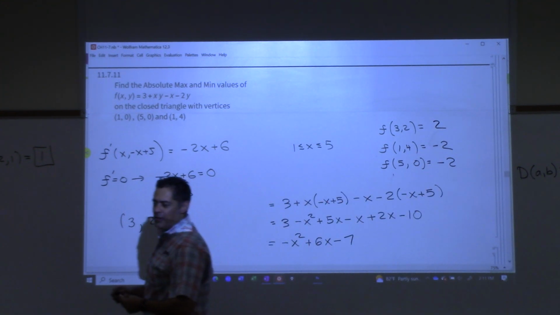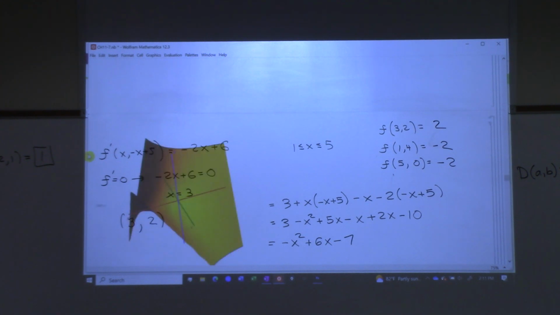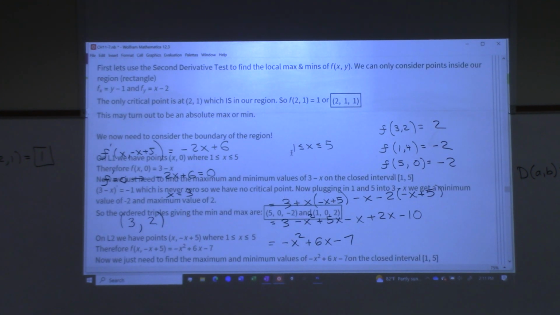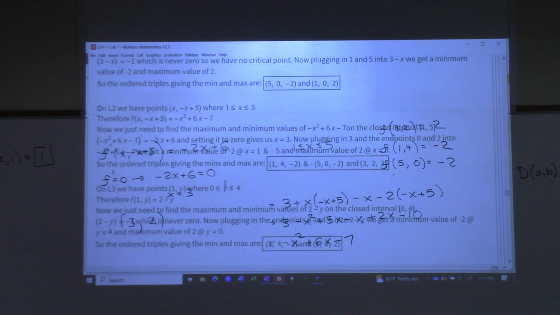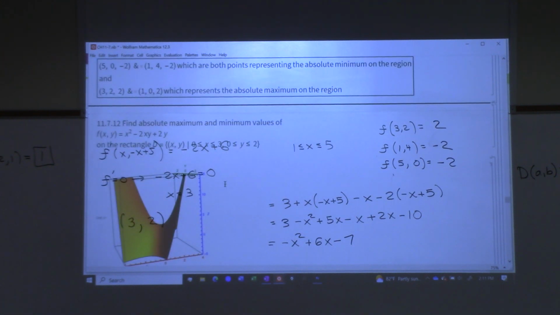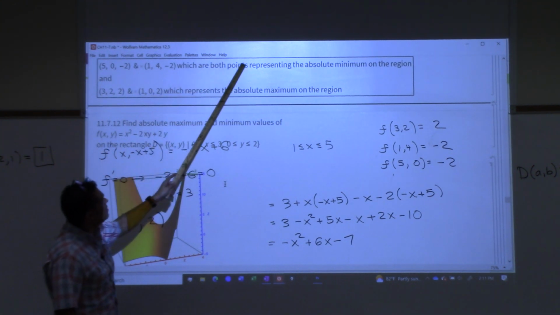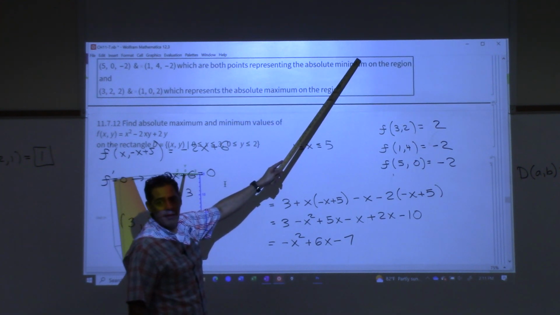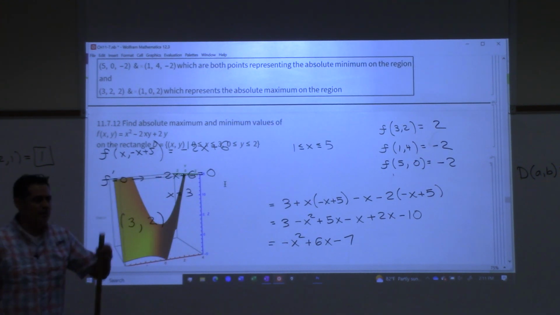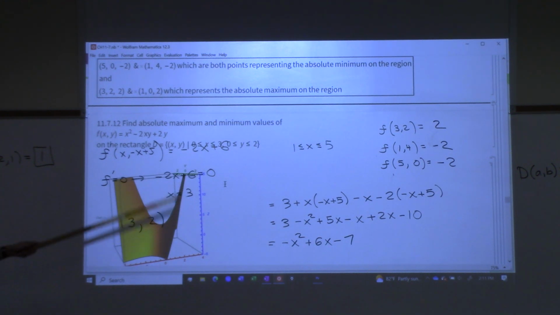There we go. So let's get a final conclusion. In the notes, I worked this out, but it's all typed up, and if you hadn't seen it worked out, this might be hard to read. Let me get to the conclusion, which is that final box right there. Our conclusion is that at 5, 0, negative 2, and 1, 4, negative 2, these represent our absolute minimum value of that function on that region. There were two different points in which we got to our lowest value of negative 2. And then at 3, 2, 2, and 1, 0, 2, we had our absolute maximum, and that maximum value was 2.